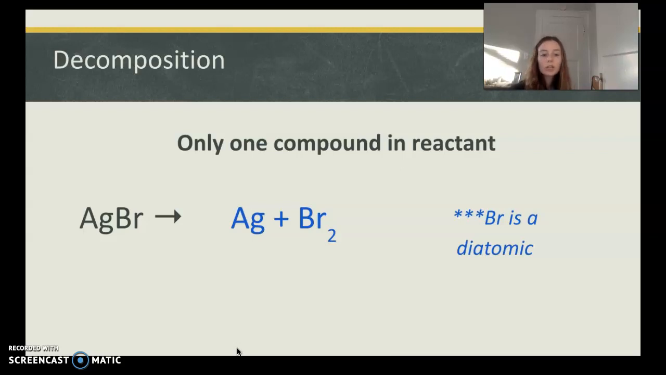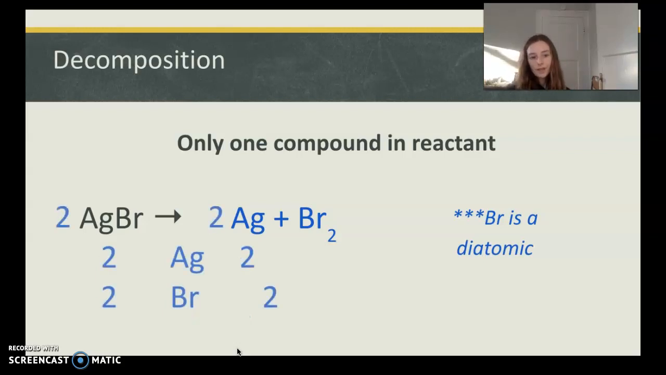So next we need to show our inventory. So I have 2 bromines on the product side, but only 1 on the reactant. So I know I'm going to have to add coefficients. So if I were to balance my equation, I would add a 2 coefficient in front of the AgBr and 2 in front of the Ag. Make sure this is in your notes, then we're going to go on to the next one.